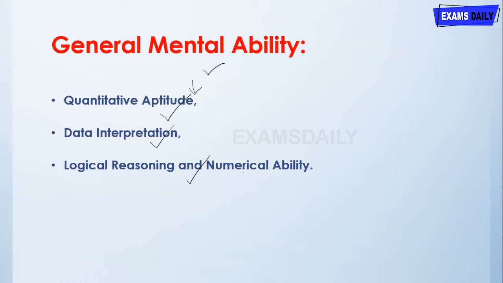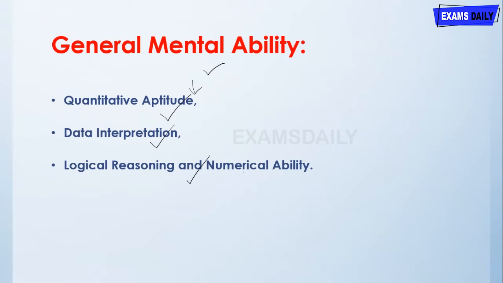Data interpretation is like a pie chart, bar chart, line chart. They will give questions based on the pie chart or any other charts, and you have to answer the questions given below the chart. This is the pattern for data interpretation. Then logical reasoning comprises topics like analogies, reasoning, coding and decoding, Venn diagram, and syllogism.